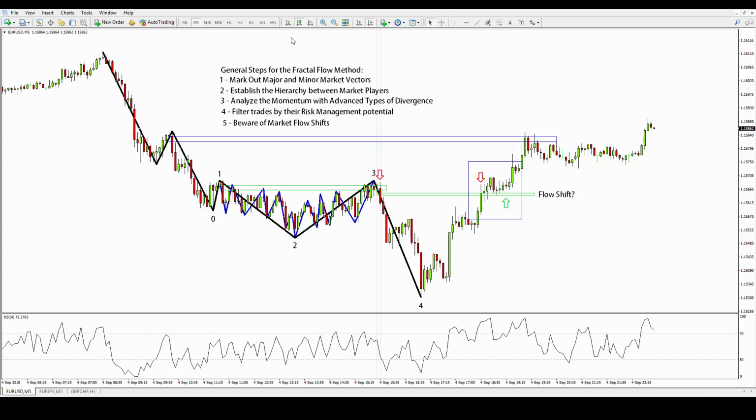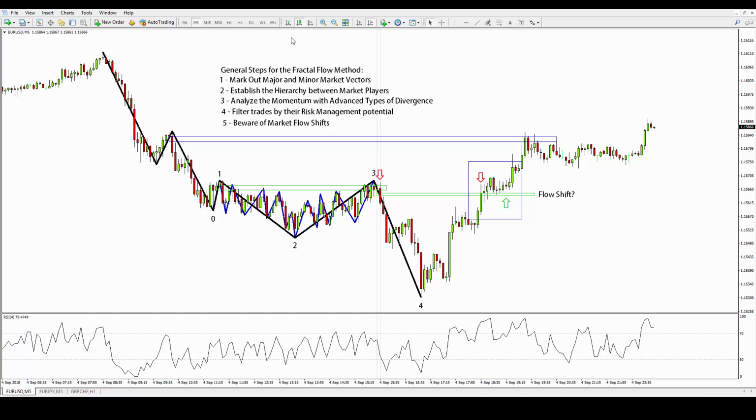If price gets to the level as it did in number 3, you should move on to the third step, which is the momentum analysis of the market using the advanced types of divergence that are explained in the fractal flow method. Keep in mind that the common types of divergence are not enough to analyze the momentum of the market. Reversal divergences and hidden divergences are only the first step of momentum analysis. We must align the simple types of divergence with the concept of fractal analysis to generate the more advanced and subtle divergences that will serve as a trigger to open trades in specific areas.